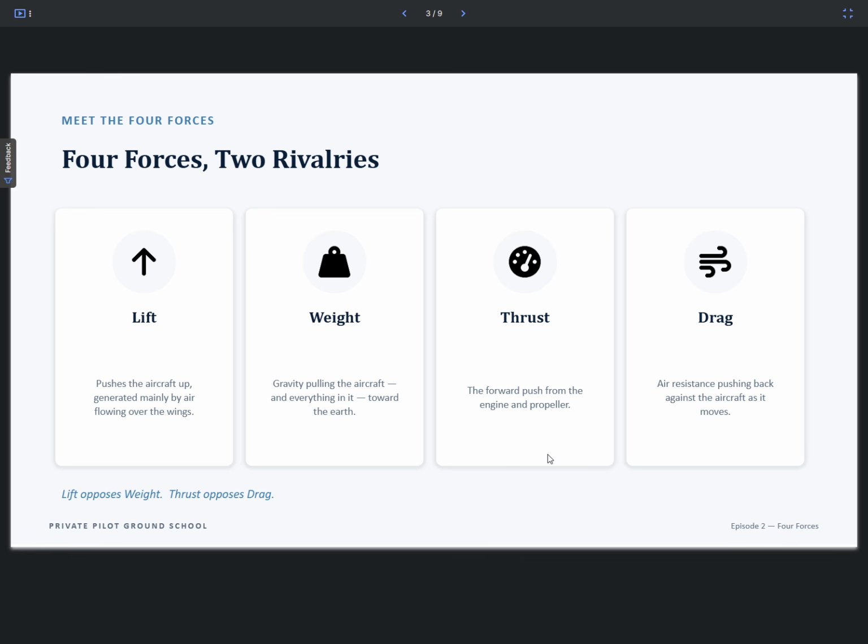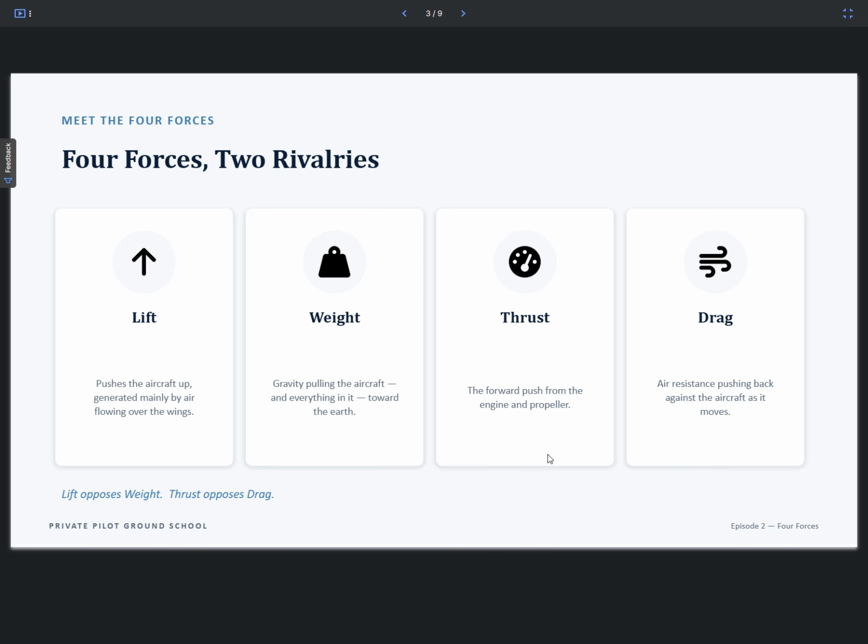First of all, let me talk about weight. I know lift is on the left, but let me talk about weight. Weight is simply gravity pulling the airplane down toward the earth. Since airplanes are very heavy, gravity is always trying to keep them on the ground.